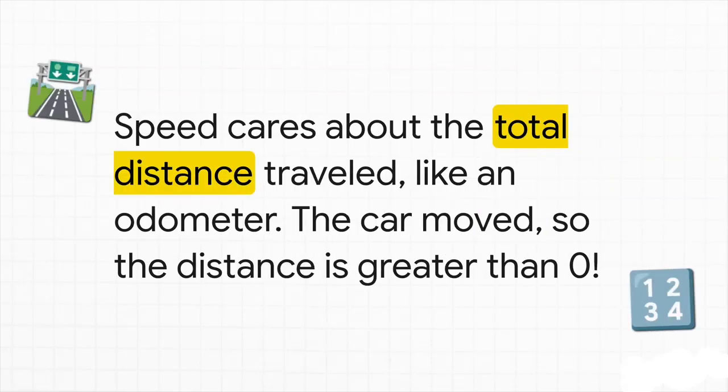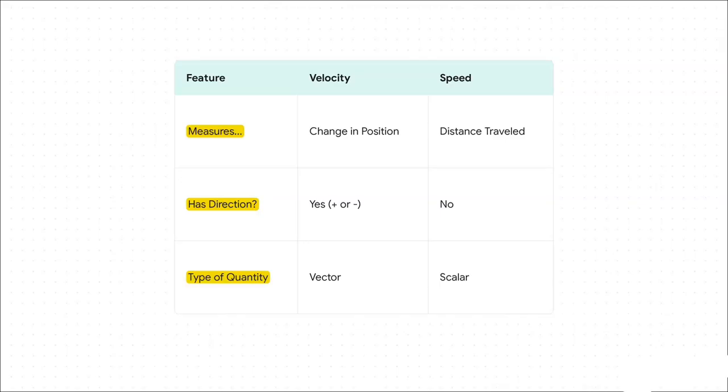But wait a minute. Did you actually go nowhere? Of course not. Tell that to your gas tank, or look at your car's odometer. It tracked every single mile you drove to the store and back. That's the distance you traveled. And since you traveled a real positive distance, your average speed, which is that total distance divided by the time, is definitely not 0.